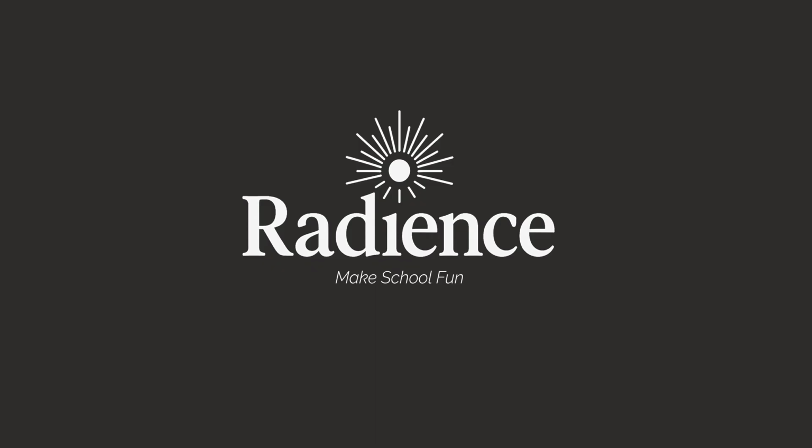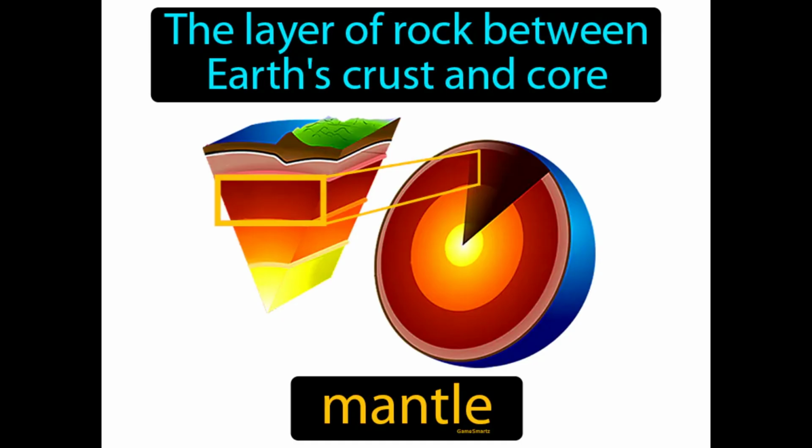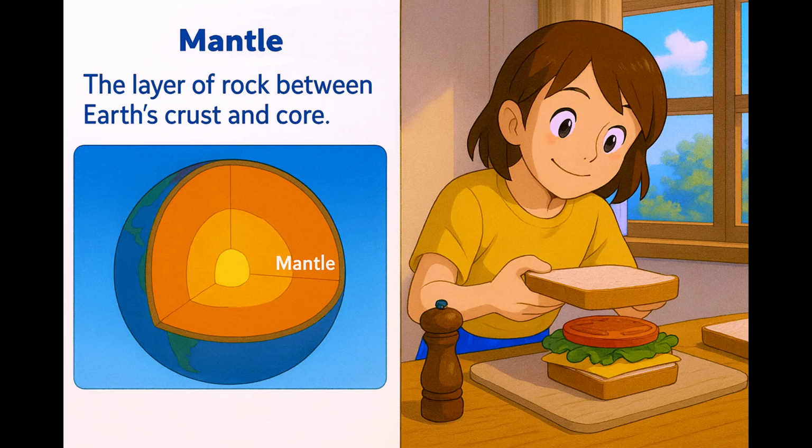The layer of rock between Earth's crust and core. Mantle. The mantle is a thick layer of rock inside Earth that moves slowly and affects how continents and oceans are shaped. Imagine you're trying to find that perfect middle layer in a sandwich that holds everything together without overwhelming the taste.